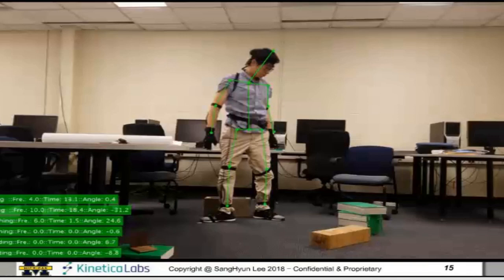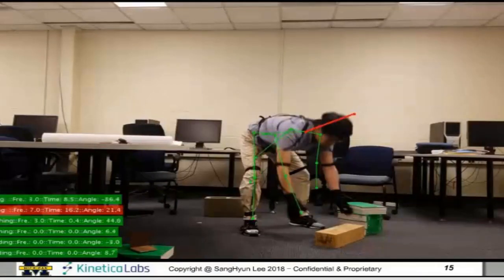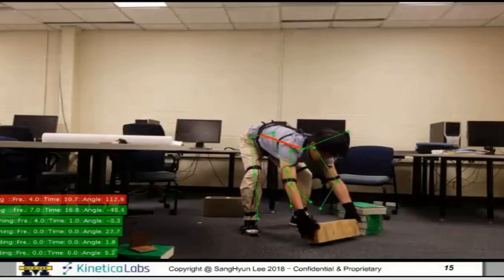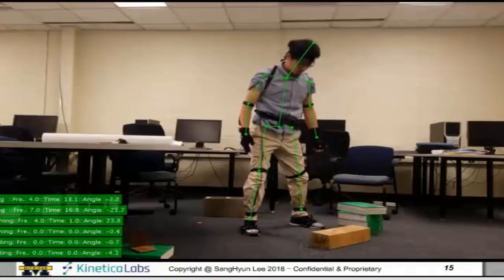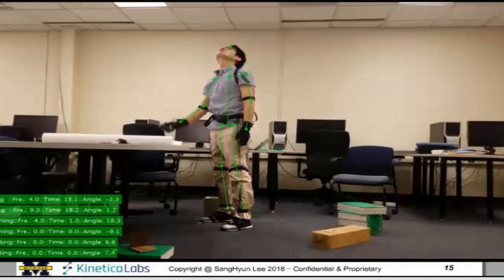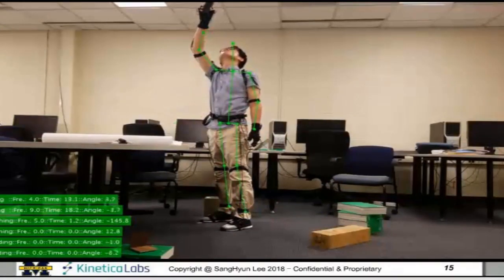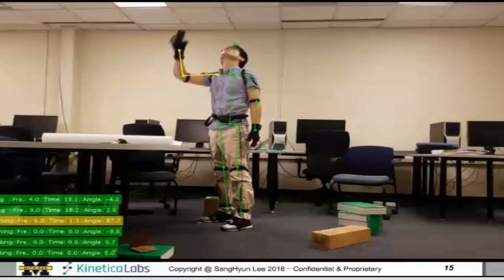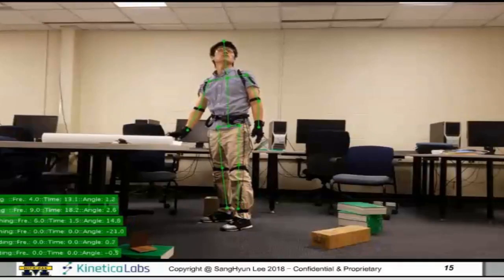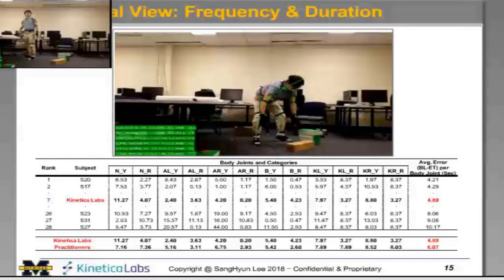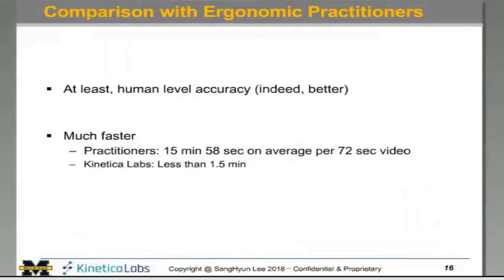In terms of the diagonal view, the frequency is that our technology is ranked number 3, on average slightly better than practitioners. For example, 1.33 miscounts per body joint, while the practitioners have 1.89 miscounts per body joint. And the duration, our technology ranked 7th, and on average slightly better than the practitioners. So when we compare the accuracy of our technology with ergonomic practitioners, at least we can safely say that we have human level accuracy. Indeed, it's actually better, but to be conservative, at least we have human level accuracy, but it's much faster.